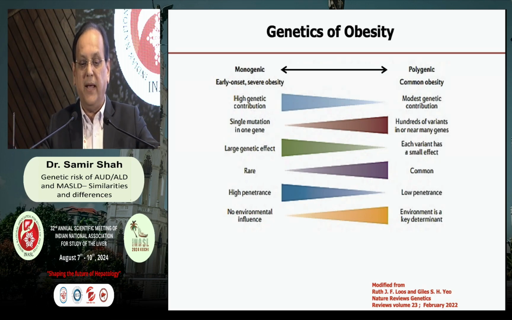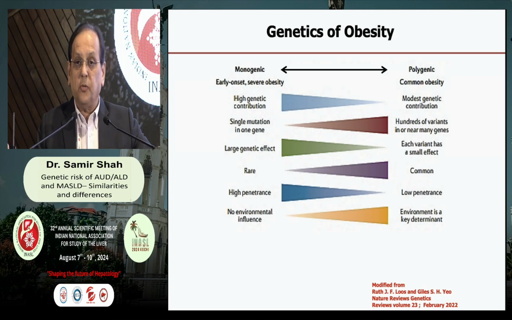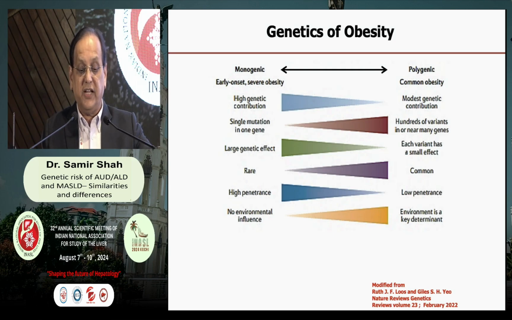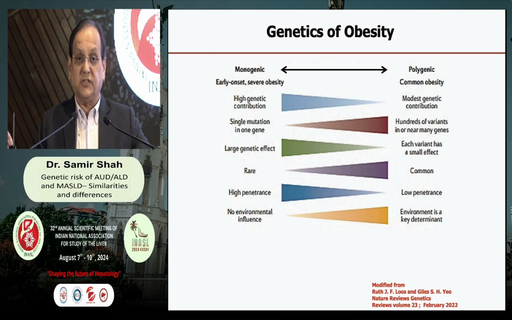Let's switch to obesity. As far as obesity is concerned, it is very clear cut that there are two types of disorders. Again, this is different from alcohol. In alcohol, you do not have a monogenic type of disorder where a single mutation in one gene causes high penetration with no environmental influence. So this is the pure monogenic obesity, where you have very early onset and severe obesity.